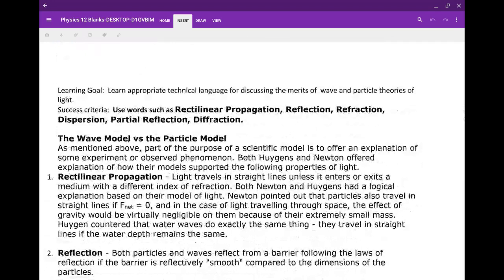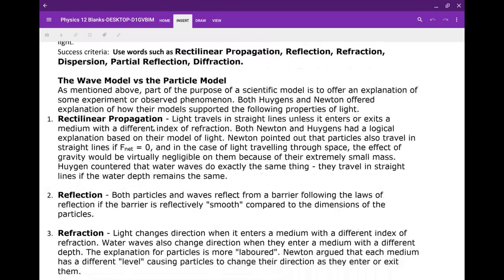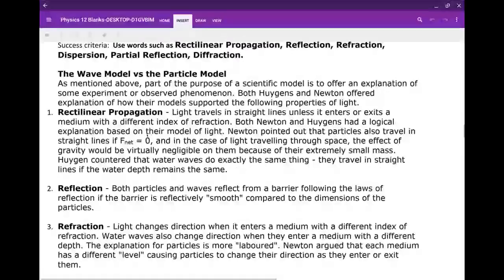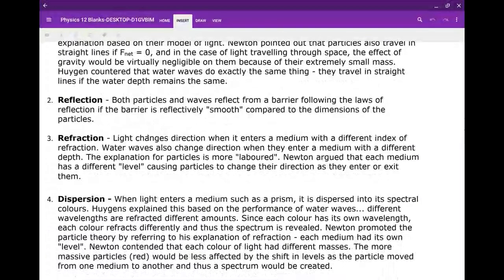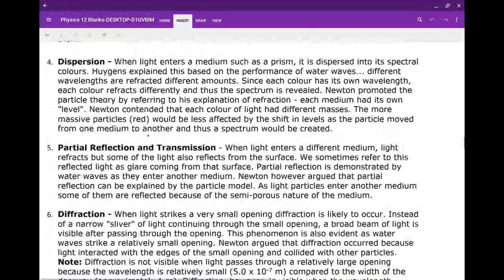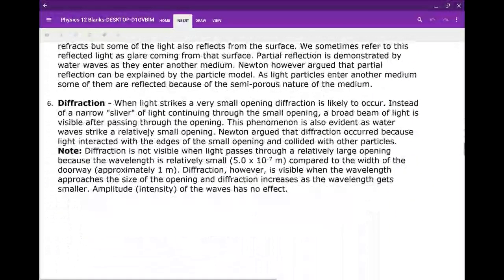And then here it actually just talks about various vocabulary words that relate to light. So maybe just take a look at some of these vocabulary words and make sure you understand the difference between these guys. Okay.